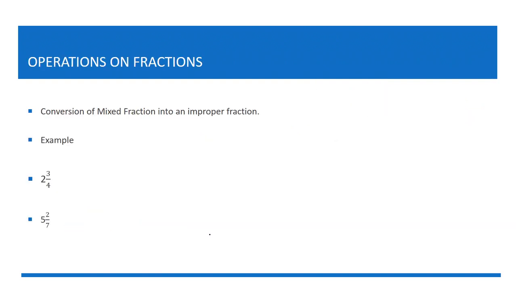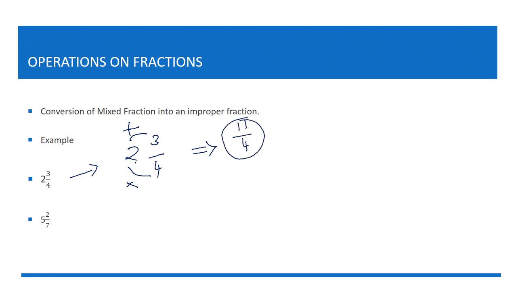Now, let us check the operations on fractions. Conversion of a mixed fraction into an improper fraction. See here, this is represented as a mixed fraction. To convert it into an improper fraction, first of all you are supposed to multiply 4 into 2. Then you need to add. 4 2s are 8, 8 plus 3 is 11. 11 by 4 is the improper fraction of the mixed fraction 2 3 by 4.